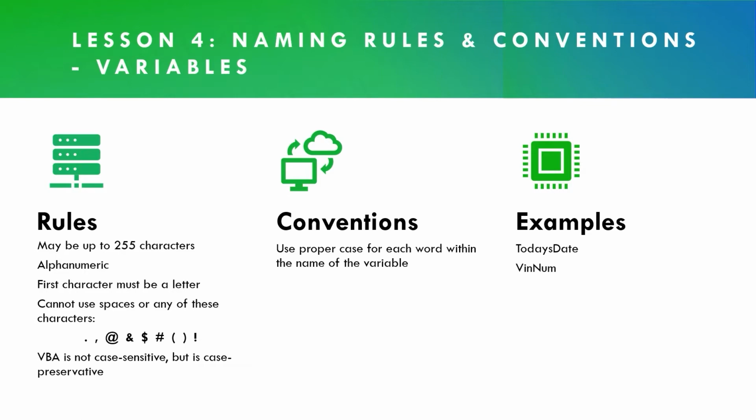There are, of course, naming rules and conventions when it comes to variables, very similar to the rules for naming procedures. Variable names can be up to 255 characters, alphanumeric. The first character must be a letter, and names cannot use spaces or any of the characters listed on the slide. And then there is another rule that is not a procedure rule. VBA is not case sensitive, but it is case preservative. So you'll learn about declaring variables in a moment, and you'll see this play out.